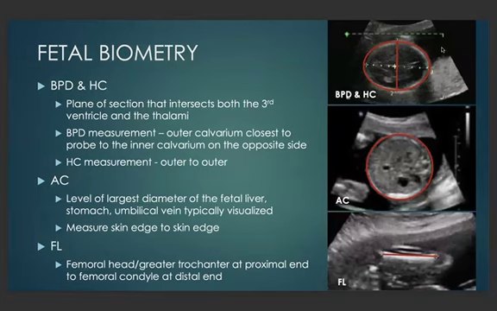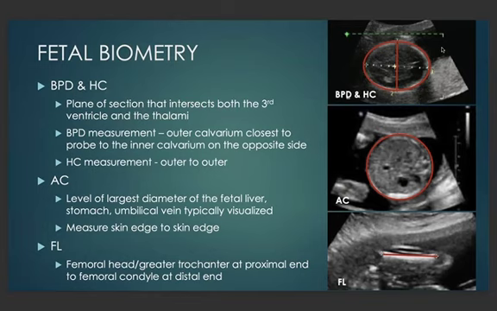And then if you're over 14 weeks, you'll want to get four other different measurements. So the first one is the biparietal diameter. And this is just the diameter of the outer calvarium or the fetal skull. And then the second measurement is the head circumference. So exactly what it sounds like, just the circumference of the head.